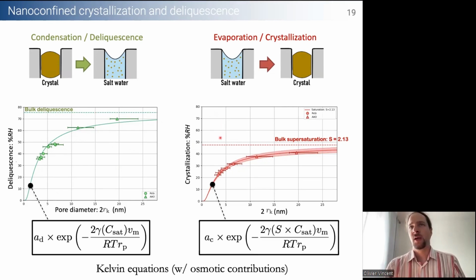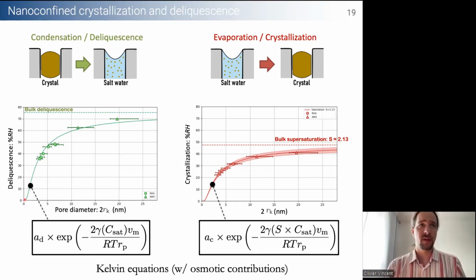And so what we see here is that's bulk deliquescence here, 75%, as I mentioned before. And you see that when you reach pore sizes that are, let's say, above a few tens of nanometers, you get very close to bulk deliquescence. But once you start going below 20 to 10 nanometers, the deliquescence point is very, very shifted compared to the bulk. And there's the same behavior for crystallization. And again, the reason for this is solely the Kelvin equation.